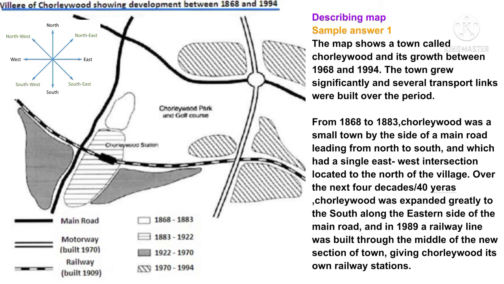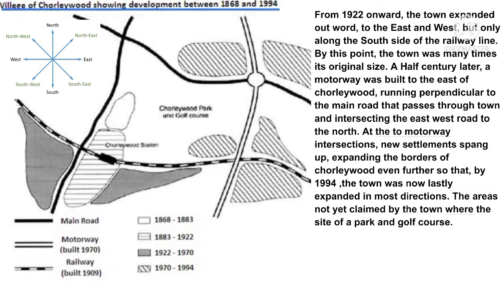Over the next 4 decades/40 years, Chorleywood was expanded greatly to the south along the eastern side of the main road, and in 1909 a railway line was built through the middle of the new section of town, giving Chorleywood its own railway station. From 1922 onward, the town expanded outward, to the east and west, but only along the south side of the railway line. By this point, the town was many times its original size.